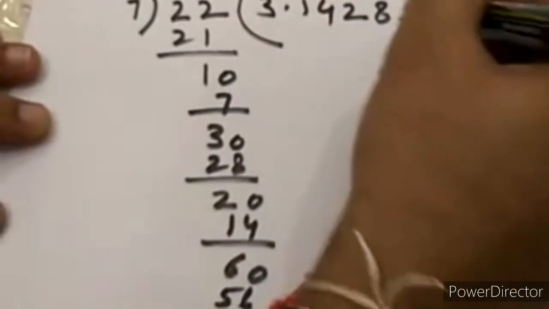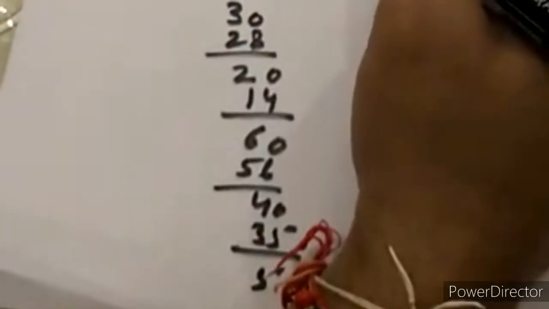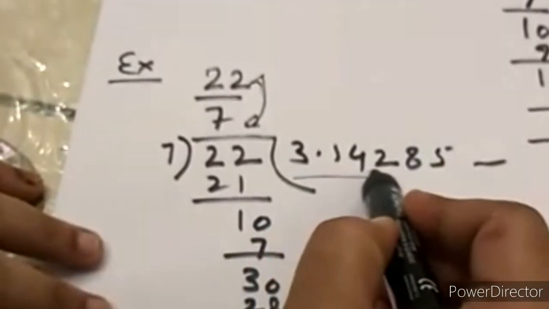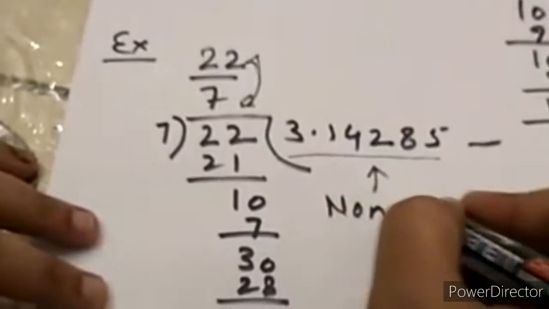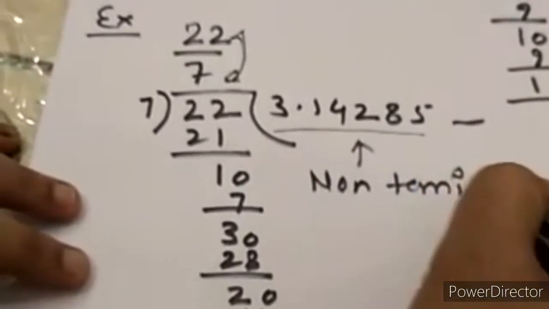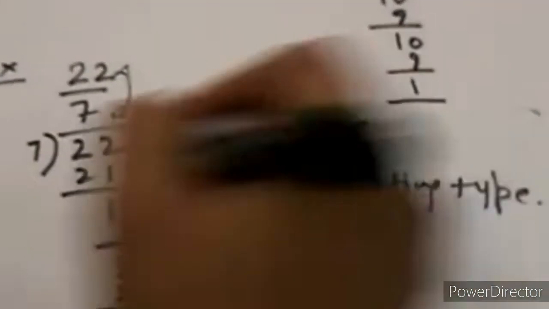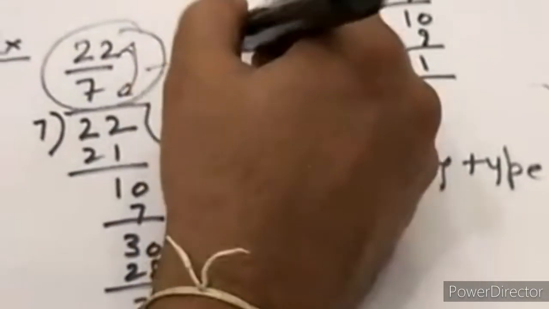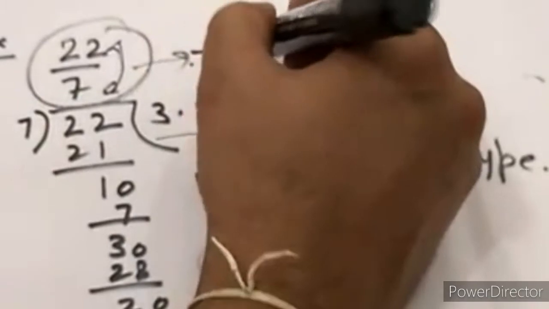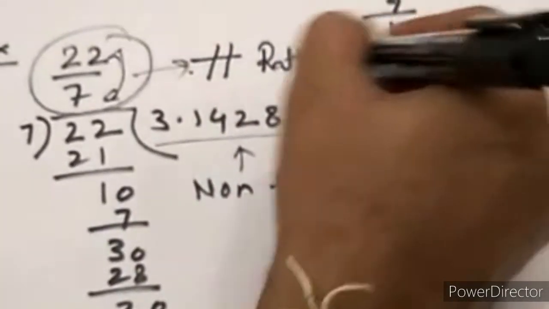So here you can see that this number has a decimal, but of the non-terminating type. Hence, the given number is not a rational number.